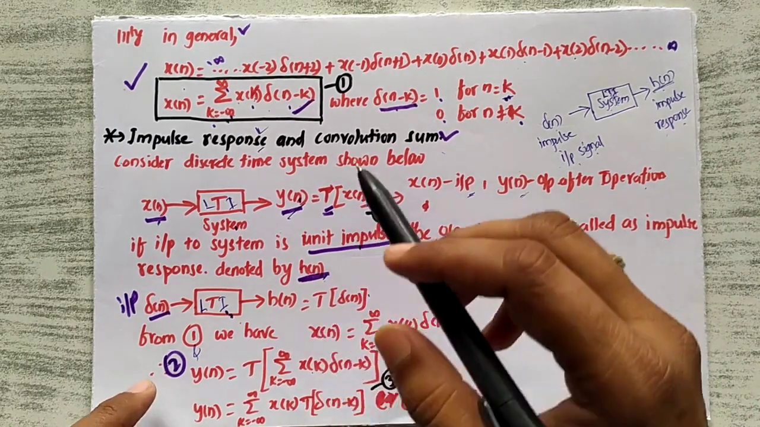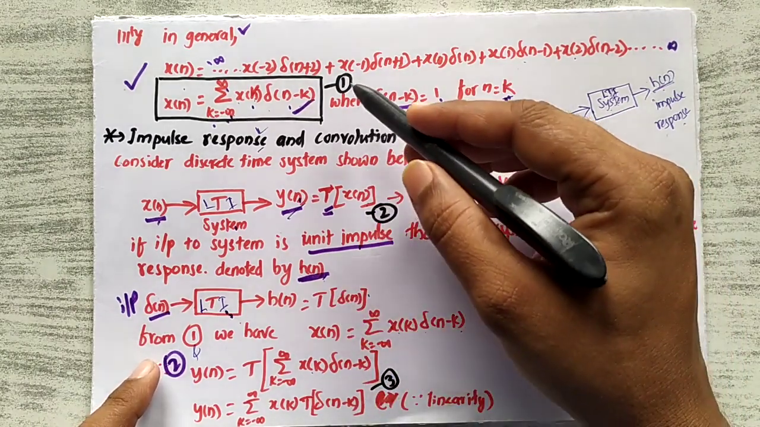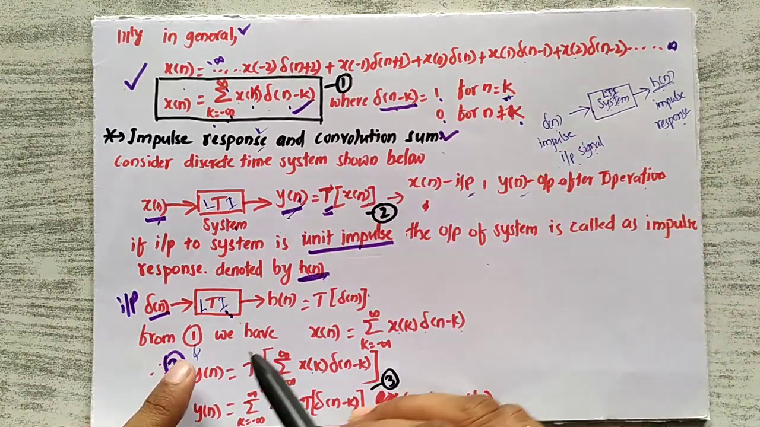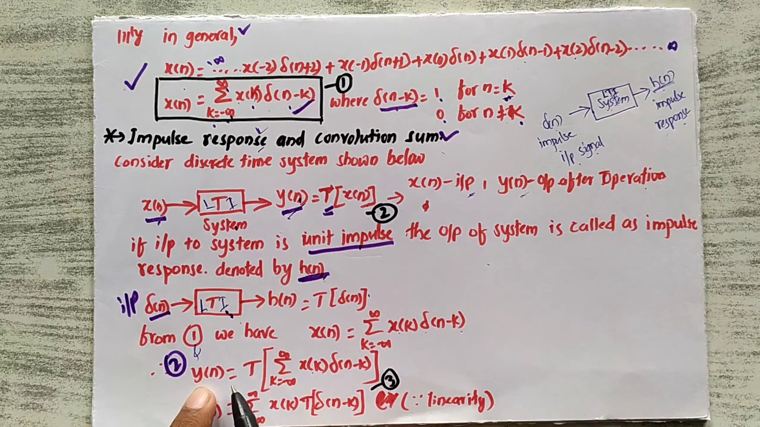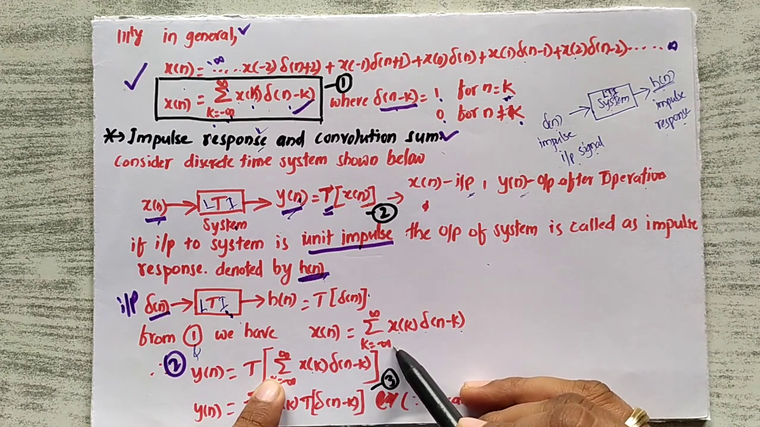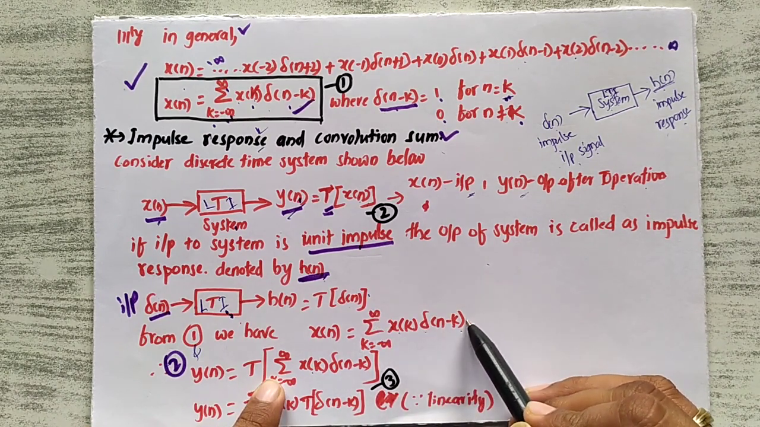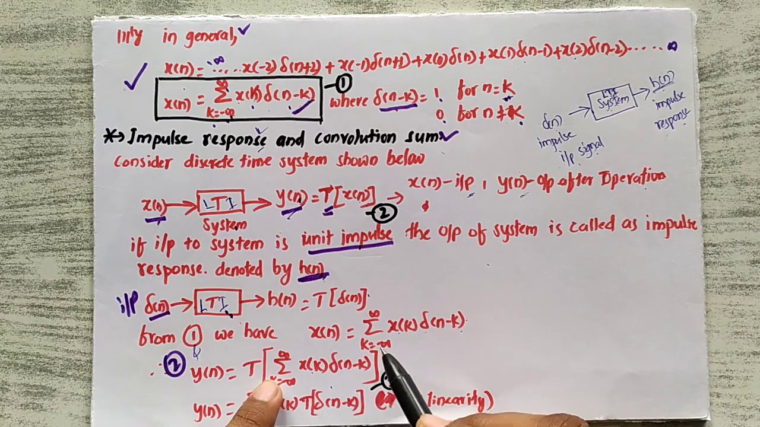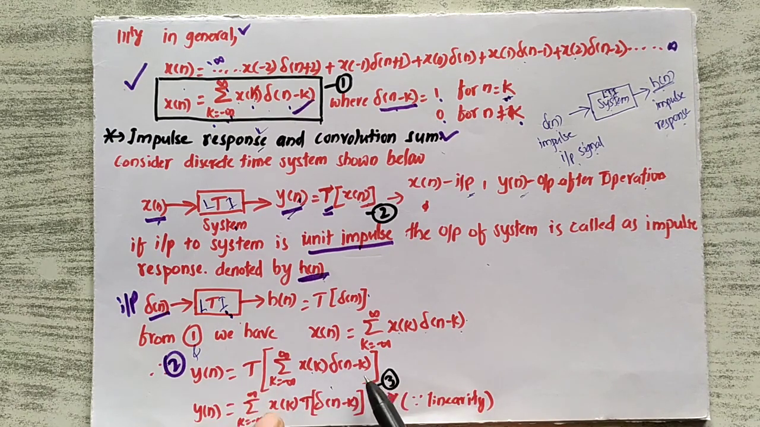Now from equation 1 and 2, we have y of n is equal to T of x of n. x of n is what? Summation k equal to -infinity to infinity x of k delta n minus k. So I will substitute that here, and now you can interchange the summation and the transfer operation. So y of n is equal to summation k equal to -infinity to infinity x of k into T of delta of n minus k.